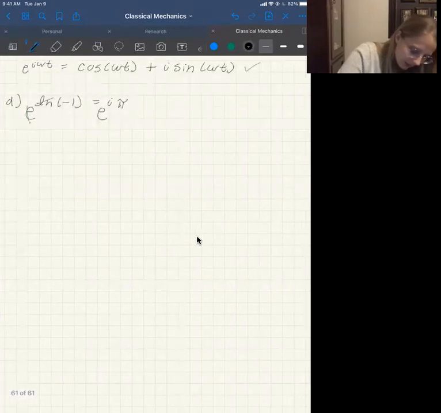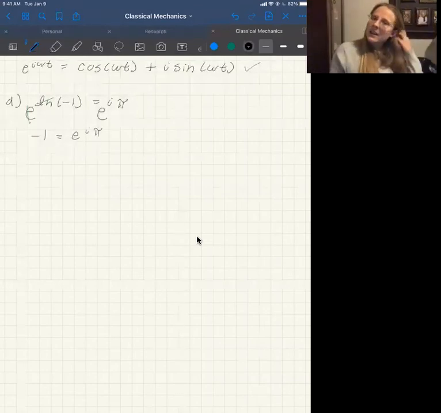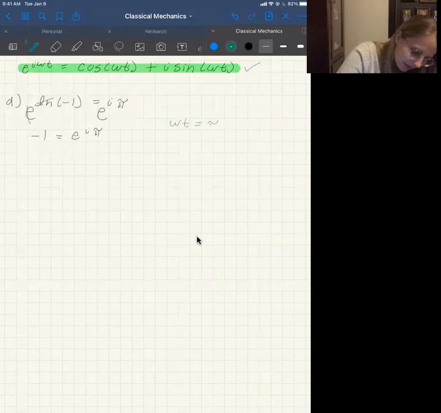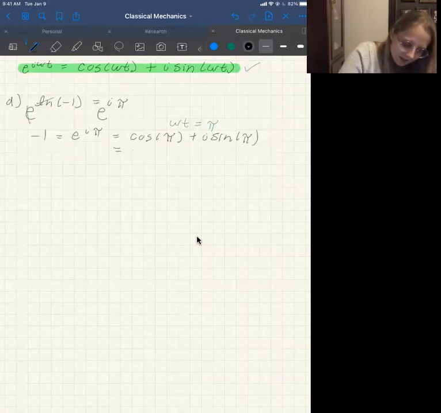and I end up just with -1 times e to the i pi. Well, e to the i pi looks a whole lot like something we could use this equation for. So if I simply let omega t equal pi, I can write that e to the i pi is also equal to the cosine of pi plus i times the sine of pi. So the cosine of pi is -1, times i, the sine of pi is 0. So that's -1. So we end up with -1 equals -1, which is true.